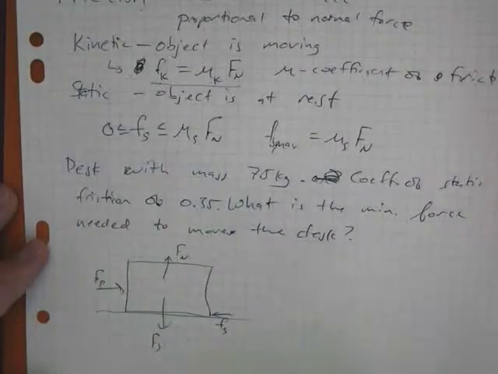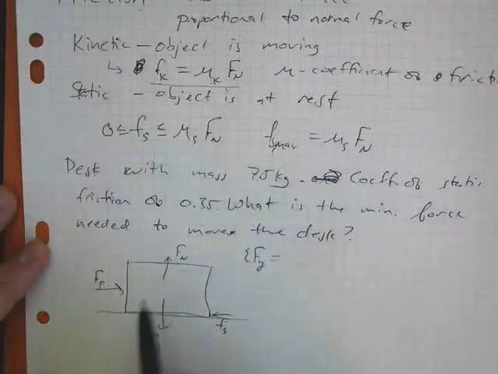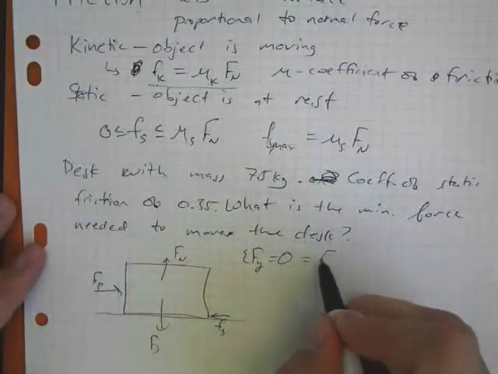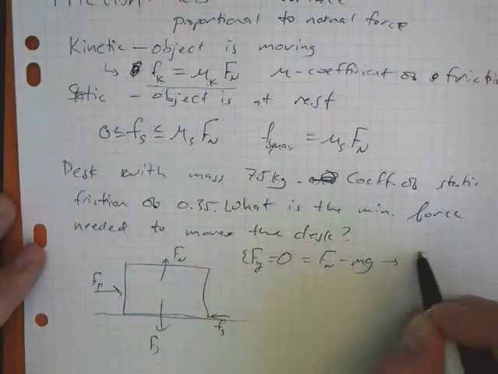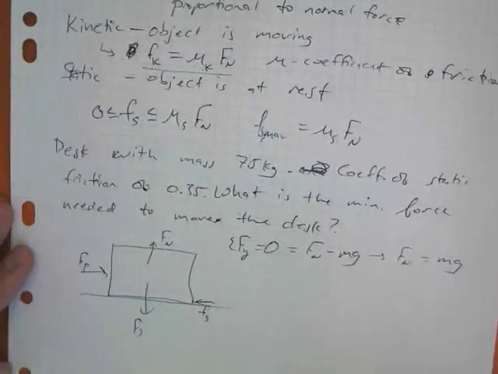Okay, so in the y direction, we know that this thing isn't moving in the vertical direction, so the sum of the forces in the y direction is 0, and that's equal to normal force minus gravitational force. So we can see that our normal force is just equal to gravitational force in this case.